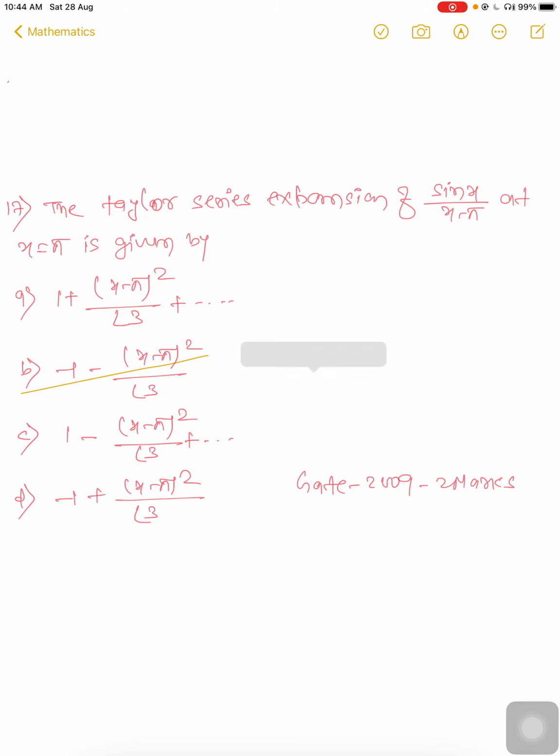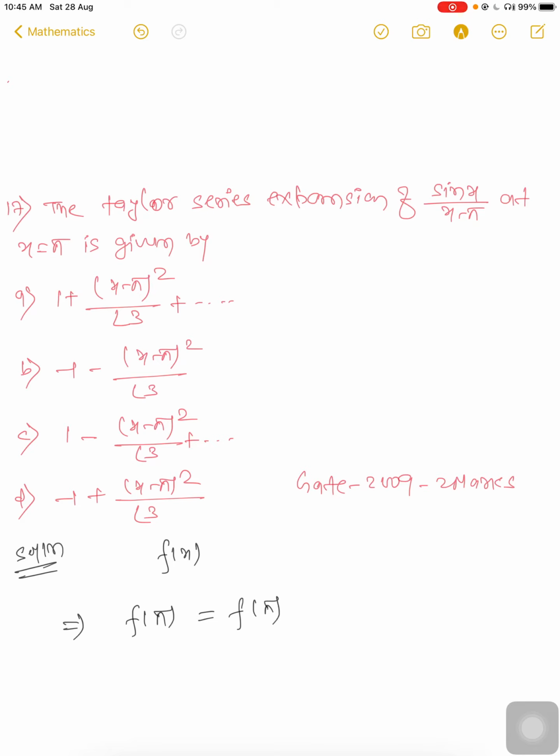First question is from the Taylor series. The Taylor series expansion of sin x by x minus pi at x equal to pi is given by. We have to find the Taylor series expansion. We know the Taylor series expansion formula. If f(x) is any function, then the Taylor series about an arbitrary point, pi may be a.